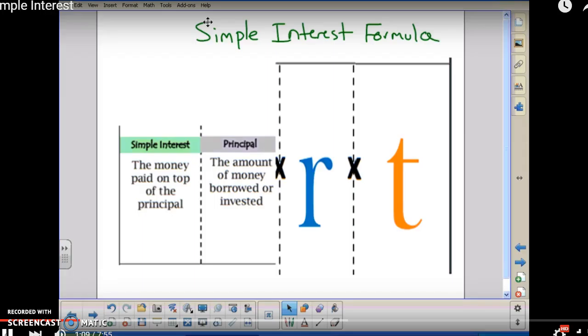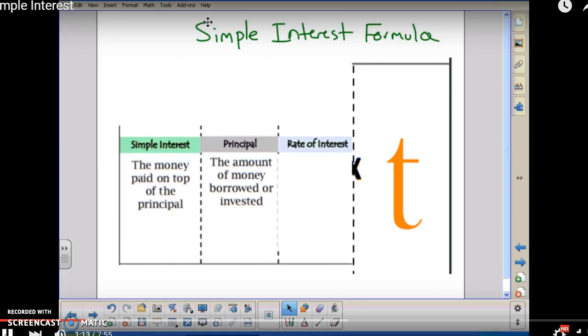The R stands for rate of interest. It's going to be the percent in the problem. It's the percent charged or earned. Don't forget, you're always going to change your percent to a decimal. And then if you're looking for the rate of interest, you'll change your decimal back to a percent in the end. Lastly, T is going to stand for time.